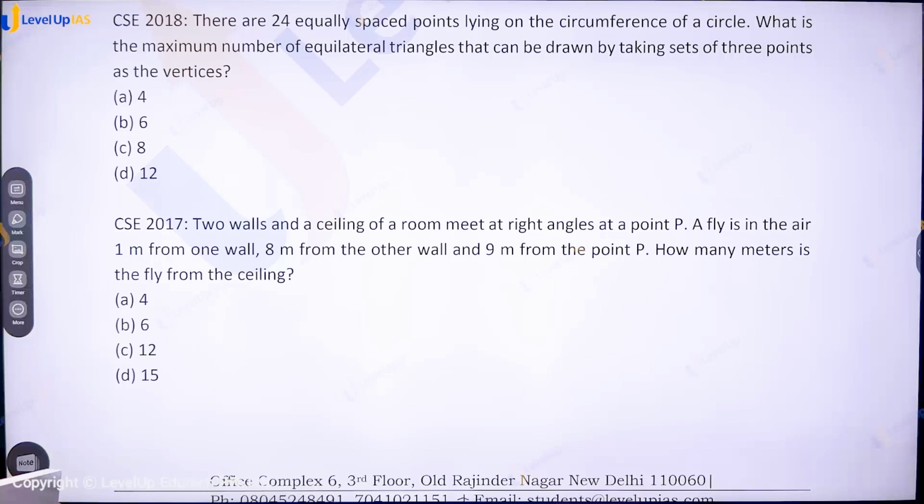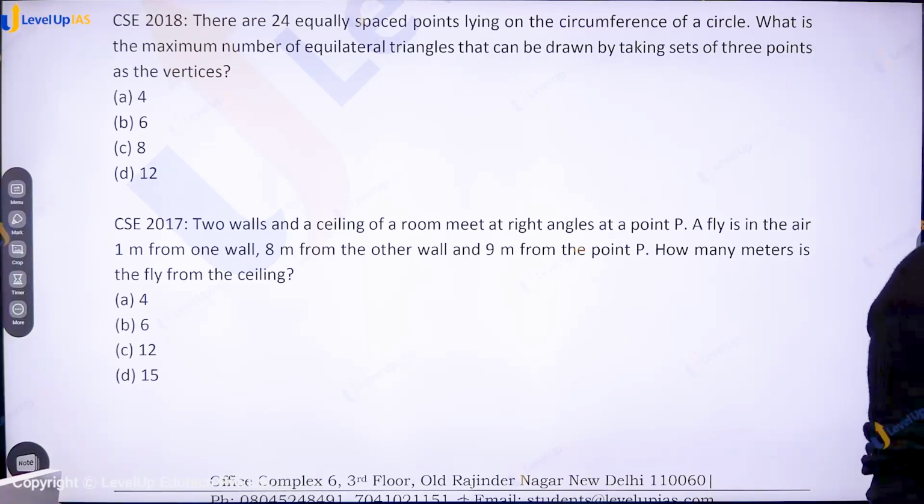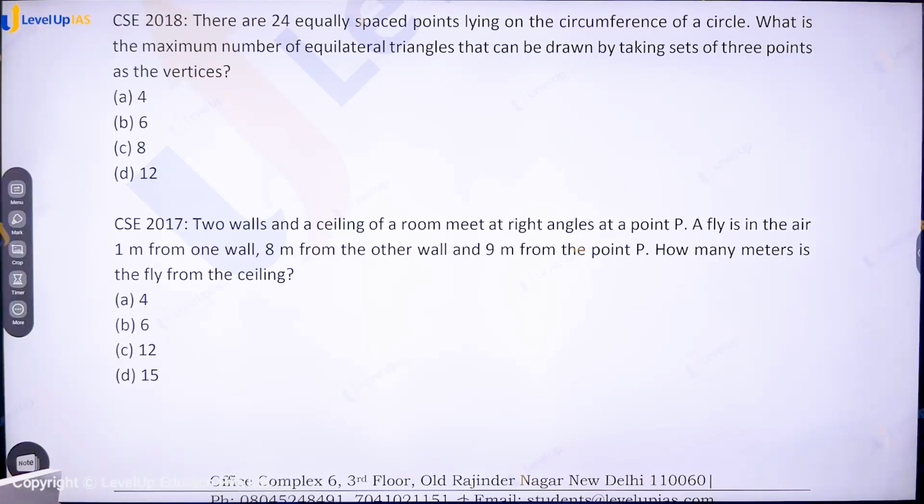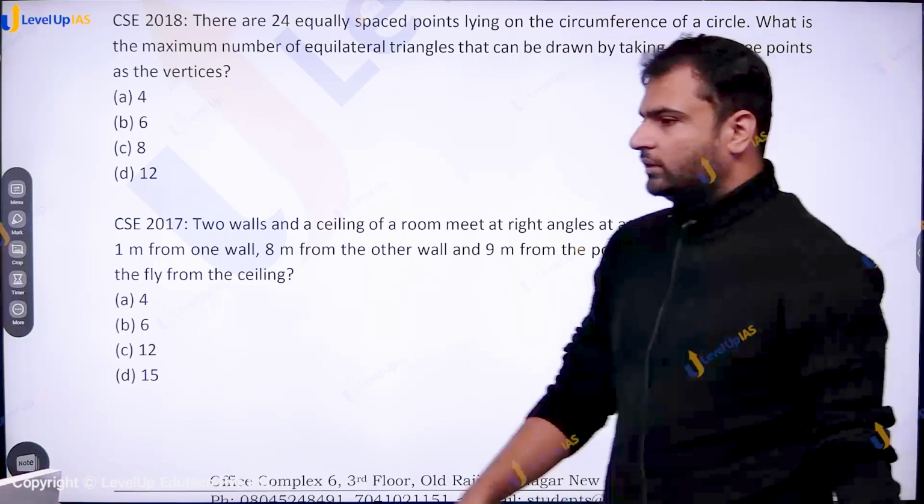Then they are saying this distance to one of the walls is 1 meter and distance from another wall is 8 meter. And this question is, what is this vertical distance from the ceiling? Question is, what is the vertical distance? So this is 8 meter, this is 1 meter, right? So it is something like this.